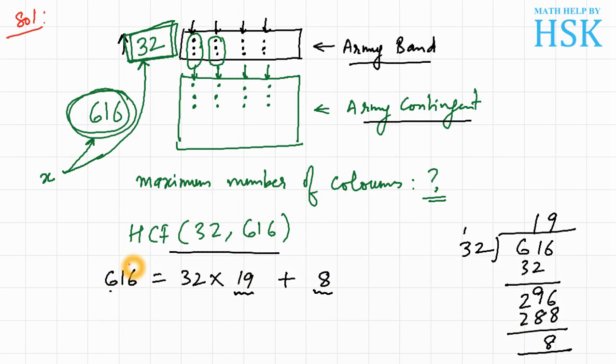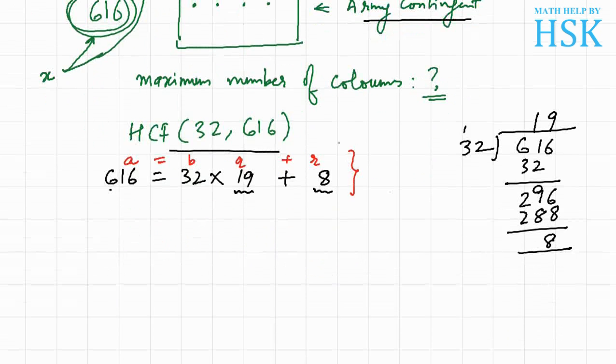So we have written 616 in the form a equals bq plus r. You can write a statement here: applying Euclid's division lemma or algorithm for 616 and 32, we get 616 is equal to 32 into 19 plus 8. Now the remainder in the last step is 8 and the divisor is 32.